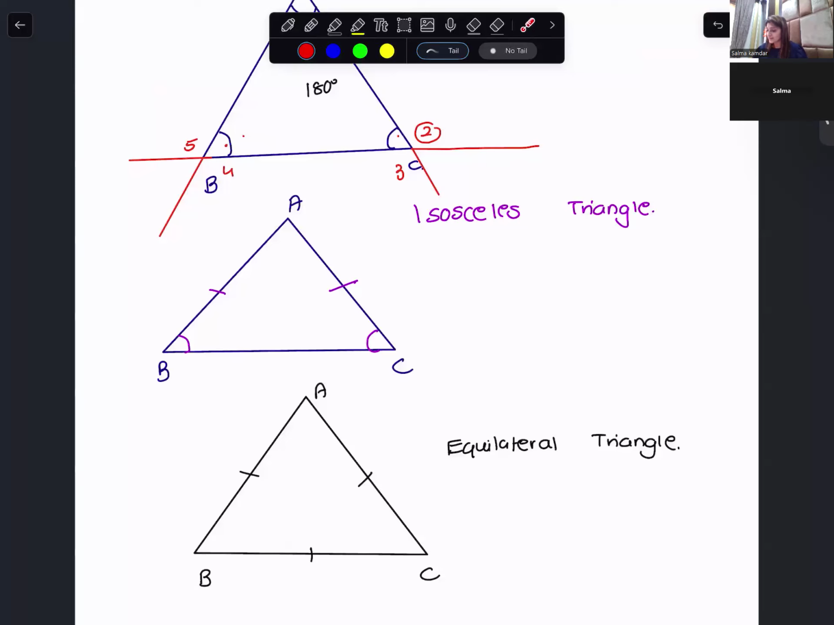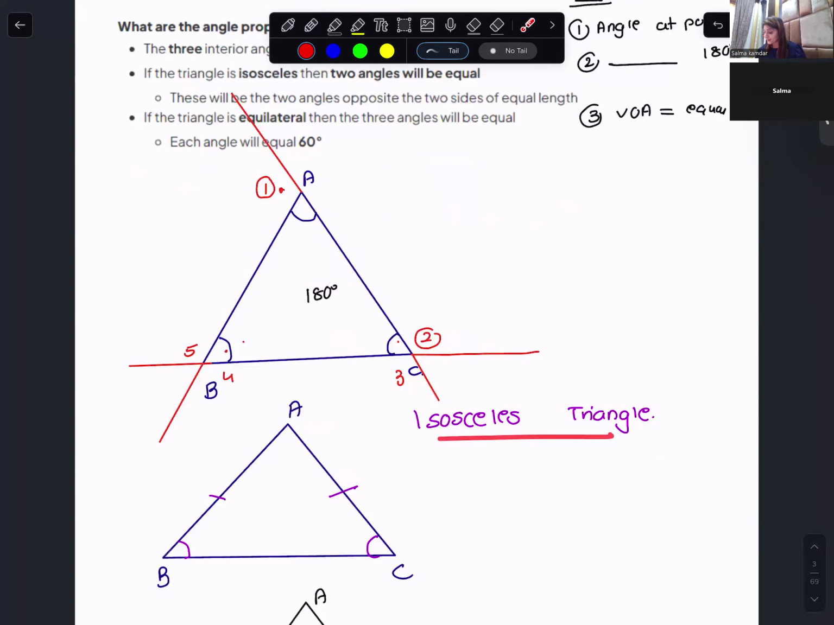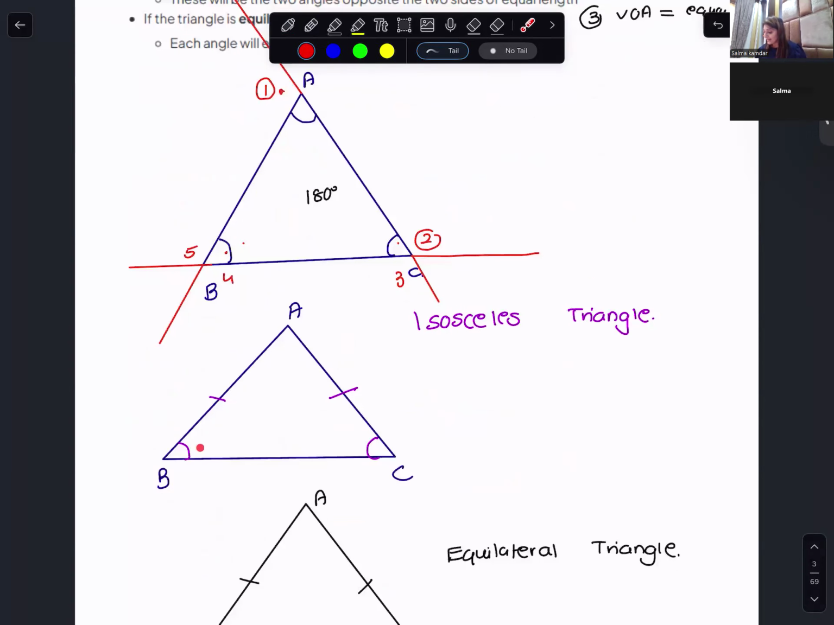So this is an isosceles triangle ABC. The two sides are equal, so the two base angles are equal. Whatever the degree of this angle is will be the degree of this one, and the sum of all of them will be 180 degrees.